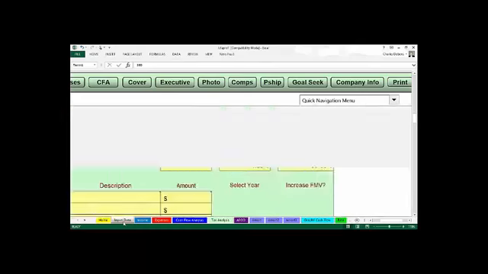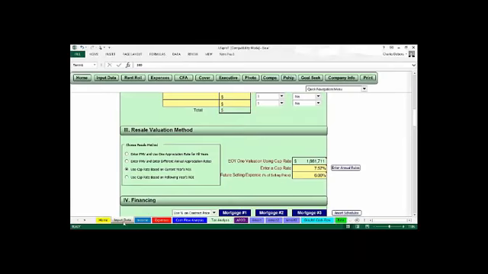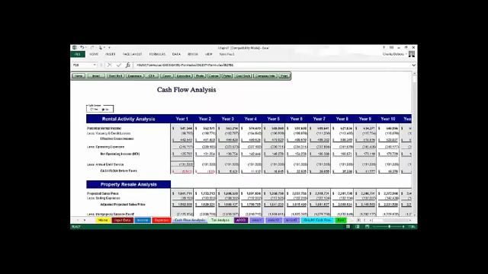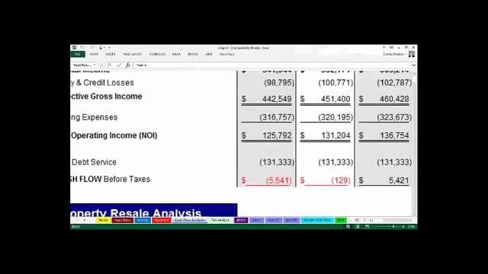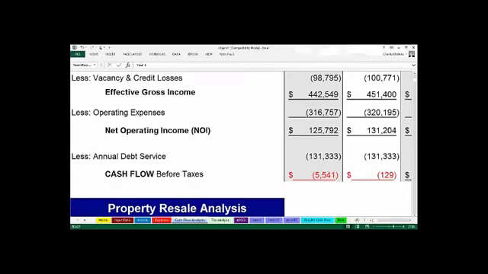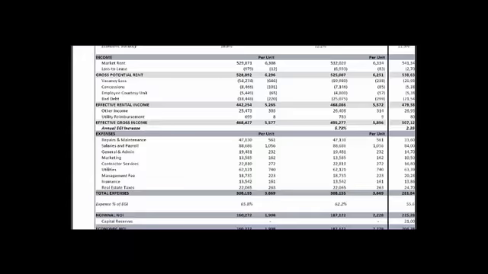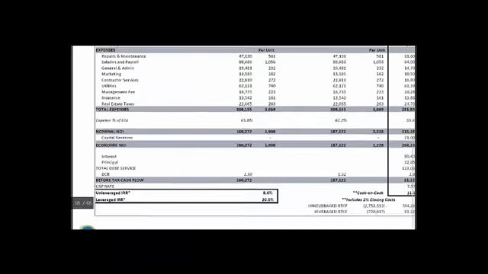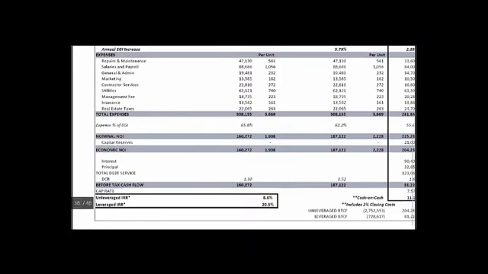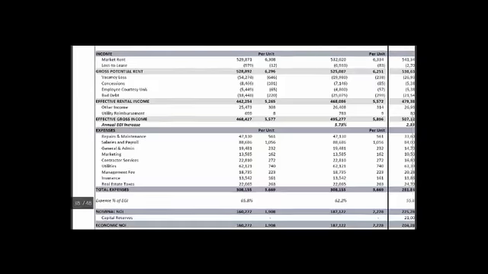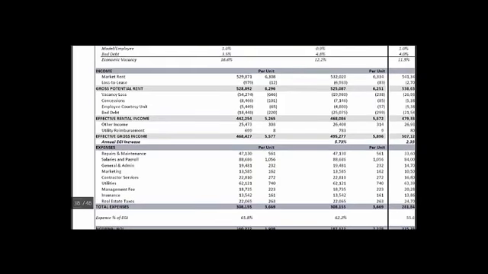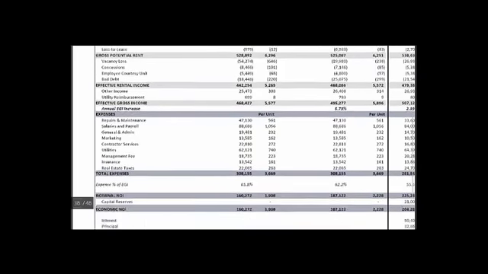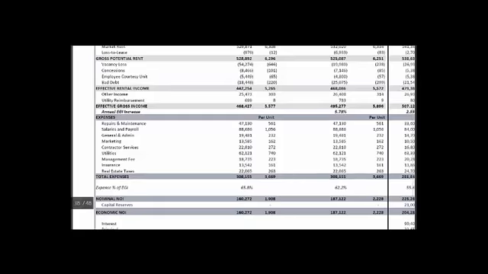Here's what I do. First thing I'm going to do is go over to cash flow analysis. My NOI is right there, $125,000. Let's see what the broker said his NOI was. He's showing it's 160. Well, you know what? There's $25,000 of other income I didn't put in there. Let's go back and fix that.